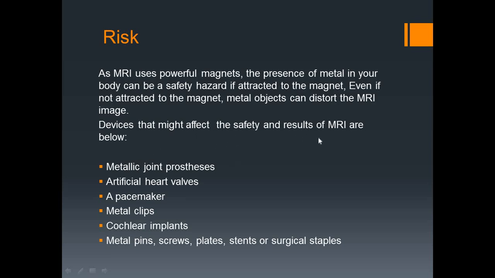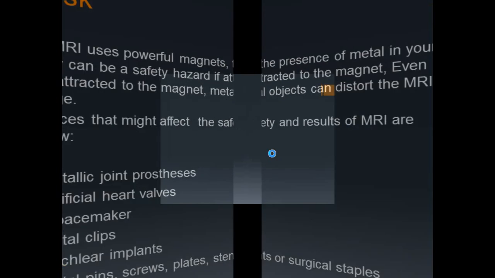There are devices which can be affected by MRI. Let's see. Metallic joint prosthesis, artificial heart valves, pacemakers, metal clips, cochlear implants, metal pins, screws, plates, stents, or surgical staples. These things might affect our imaging process, and they might affect our body too. So this is the risk for MRI.